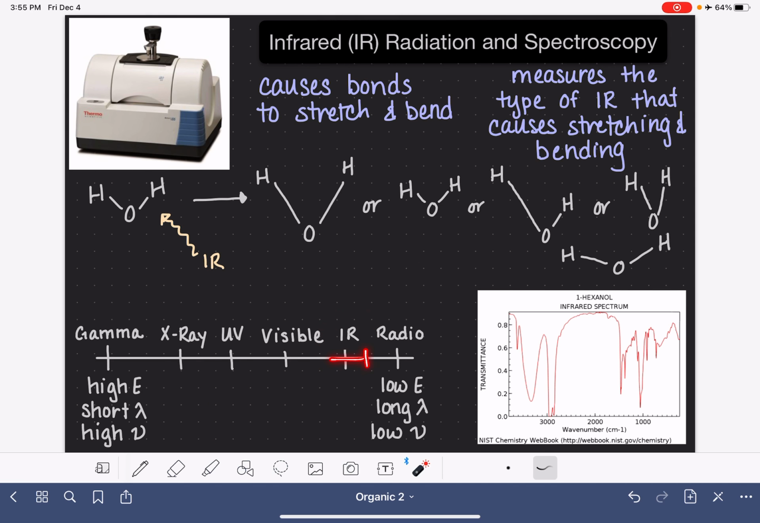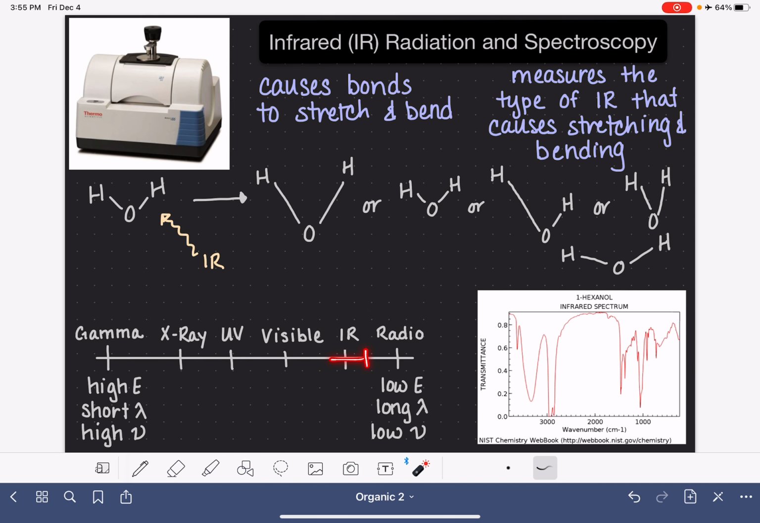Along the spectrum of wavelengths that are associated with IR, every wavelength is a different type of IR. And so in infrared spectroscopy, we are measuring specifically the exact type, the exact wavelength, or the exact frequency of radiation that's associated with each one of these different types of movements.